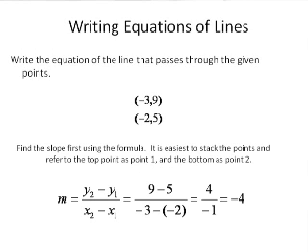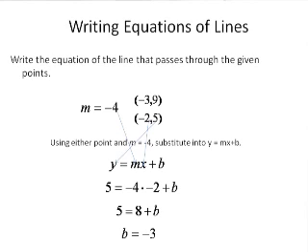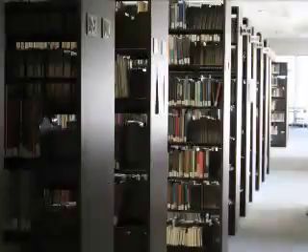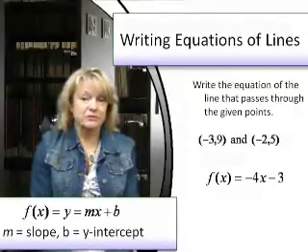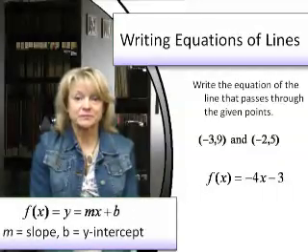I like to stack the points and refer to the top point as point 2. Using the formula, we find the slope is -4. Substituting the slope and one of the points into y equals mx plus b, we find b. Substitute what we've just found for your equation of the line.